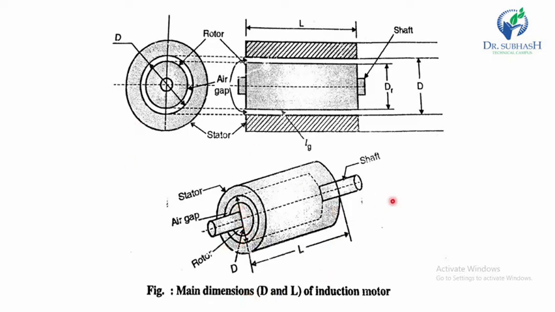So here are the main dimensions of our machine. The whole size of the machine depends on these two dimensions, D and L.